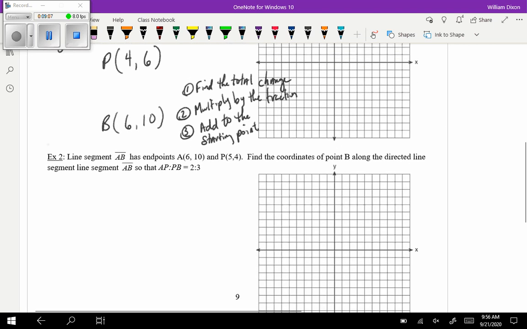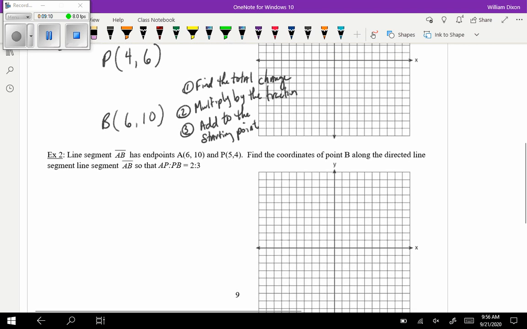Okay, let's take a look at another example. Line segment AB has endpoints A (6, 10) and B (5, 4). Find the coordinates of point P along the directed line segment AB so that AP to PB equals 2 to 3. All right, the first thing you do is find out what your fraction is. Well, the total amount you have is 5. Add those two together. You want to know 2 out of the total amount, which is 5. So 2/5 of it.